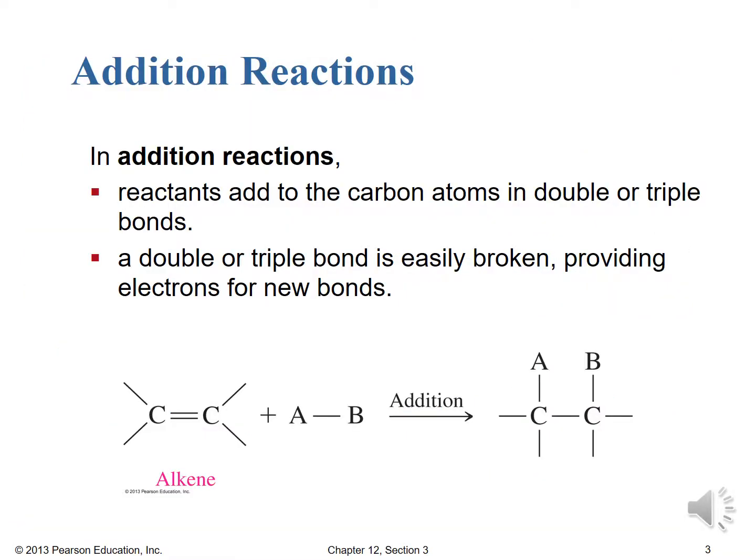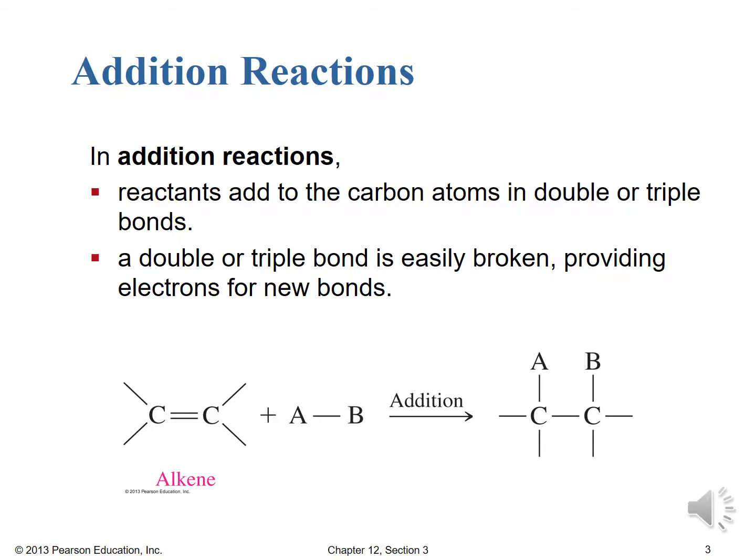All right, so in an addition reaction, we have reactants add to the carbon atoms in a double or a triple bond. It's a little misleading here on the slide where it says a double or triple bond is easily broken. That's not necessarily true, right? They're pretty short and pretty strong, especially triple bonds. But in the right set of conditions with the right reactants, we can overcome the energy necessary to break that double or triple bond in order to add. So we can indeed break the bonds. I don't think "easily broken" is what you think of as easily broken is what we mean by this.